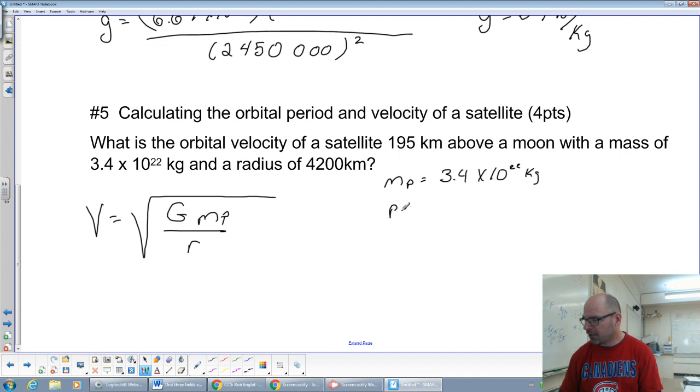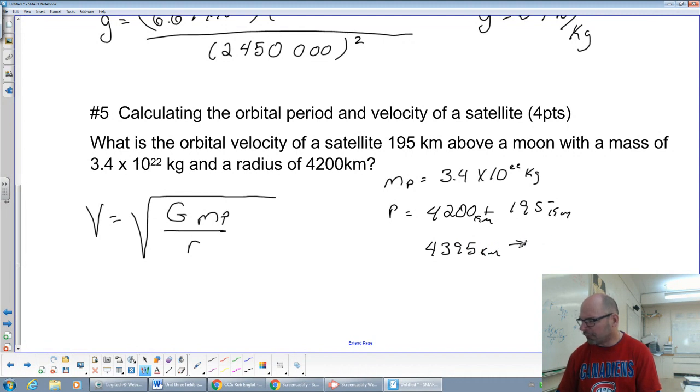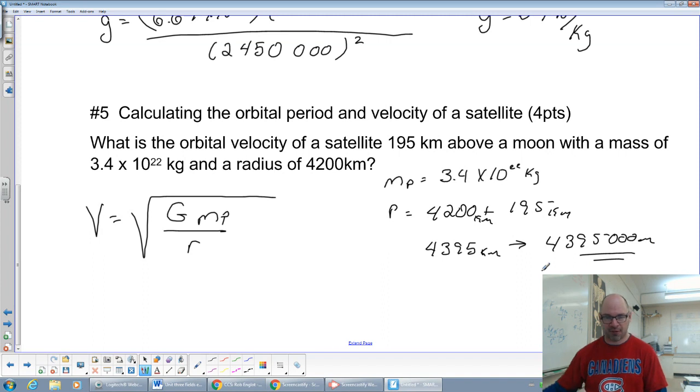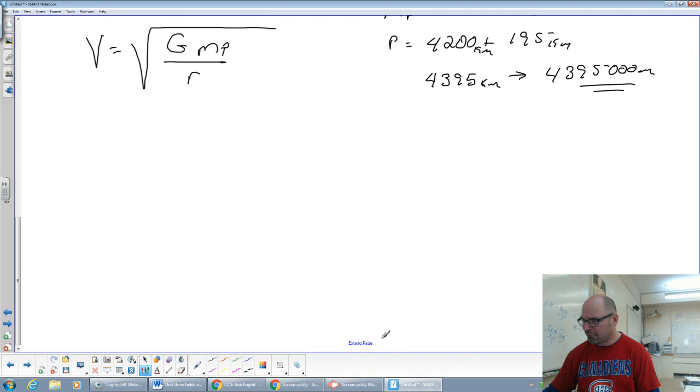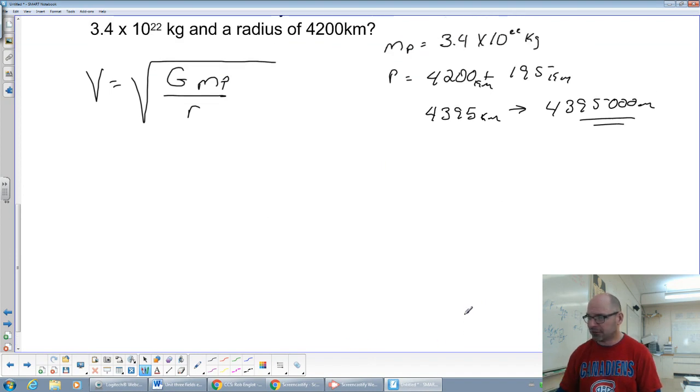However, the radius is going to equal 4,200 plus the height above the surface, 195 kilometers. So this is going to give us 4,395 kilometers, which we're going to have to convert into meters by multiplying by 1,000, because that G has meters in it.